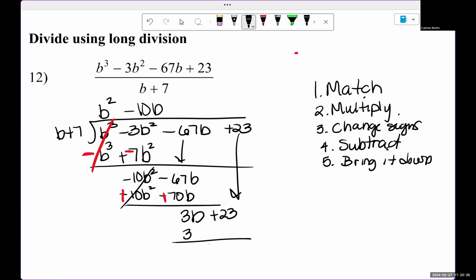Make it match. So I need a 3. 3 times b is 3b. 3 times 7 is 21. Change signs and subtract, or add down. Positive 2. So this is remainder 2. Or sometimes you'll see 2 over this thing right here. Or remainder 2.